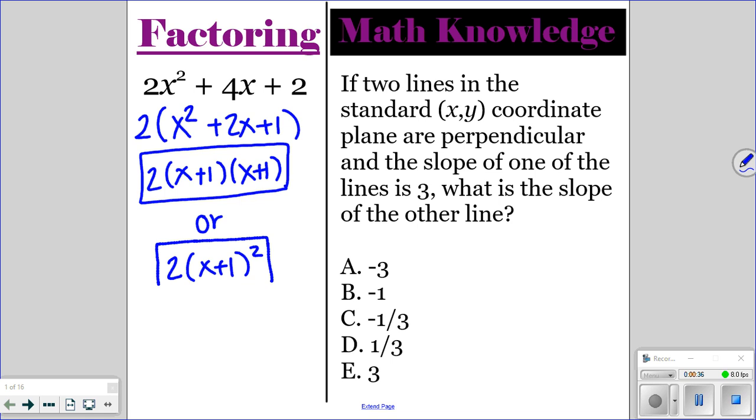If you had done remove, replace, reduce, you wouldn't have the 2 on the outside. And so that's why you want to make sure before you do remove, replace, reduce that you always factor out your greatest common factor. Okay, for the math knowledge question, we have perpendicular lines. One slope is 3. The other one is going to be negative 1/3. So C would be your answer.